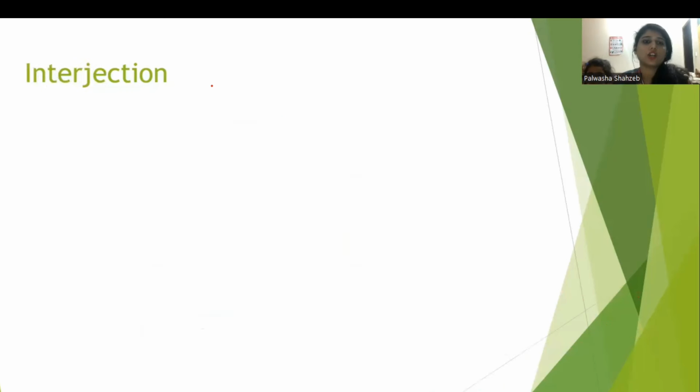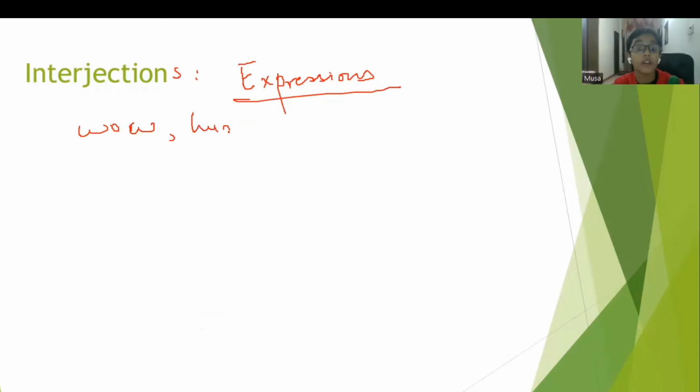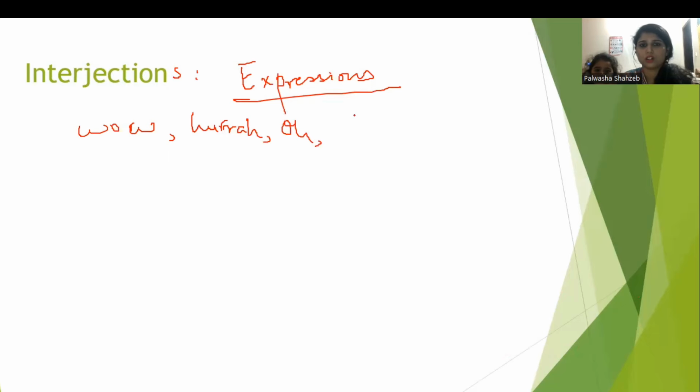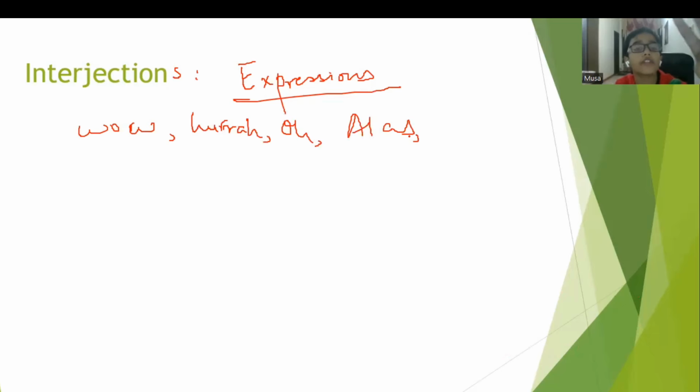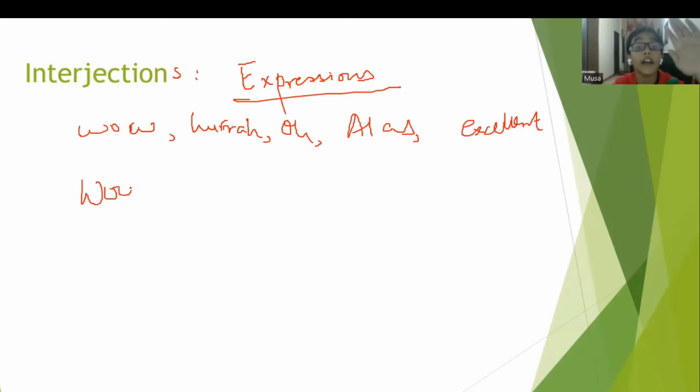Very nice. Okay, interjection. What are interjections? In one word, these are expressions. Expressions to express strong feelings. Example words: Wow, oh, hurrah, alas, excellent.